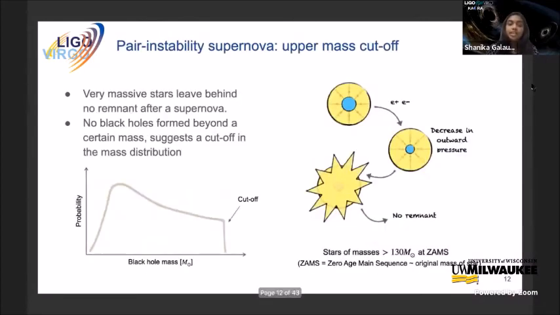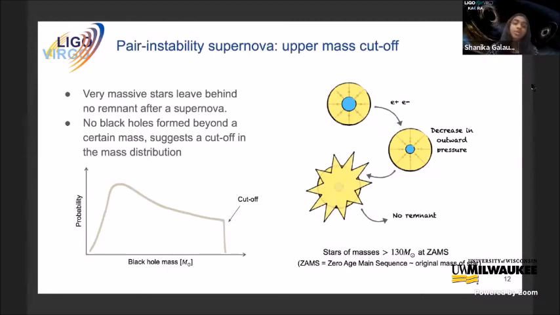So moving on to the next slide. So at the high mass end of the black hole distribution, we may expect a cutoff, and this cutoff is motivated by a process known as pair instability supernova. So very massive stars, greater than 130 solar masses at zero age main sequence, or ZAMS, and this can be thought of as the original mass of the star, would have enough energy to create positron-electron pairs. This pair production results in a reduction of the outwards pressure of the star, causing the core to shrink.